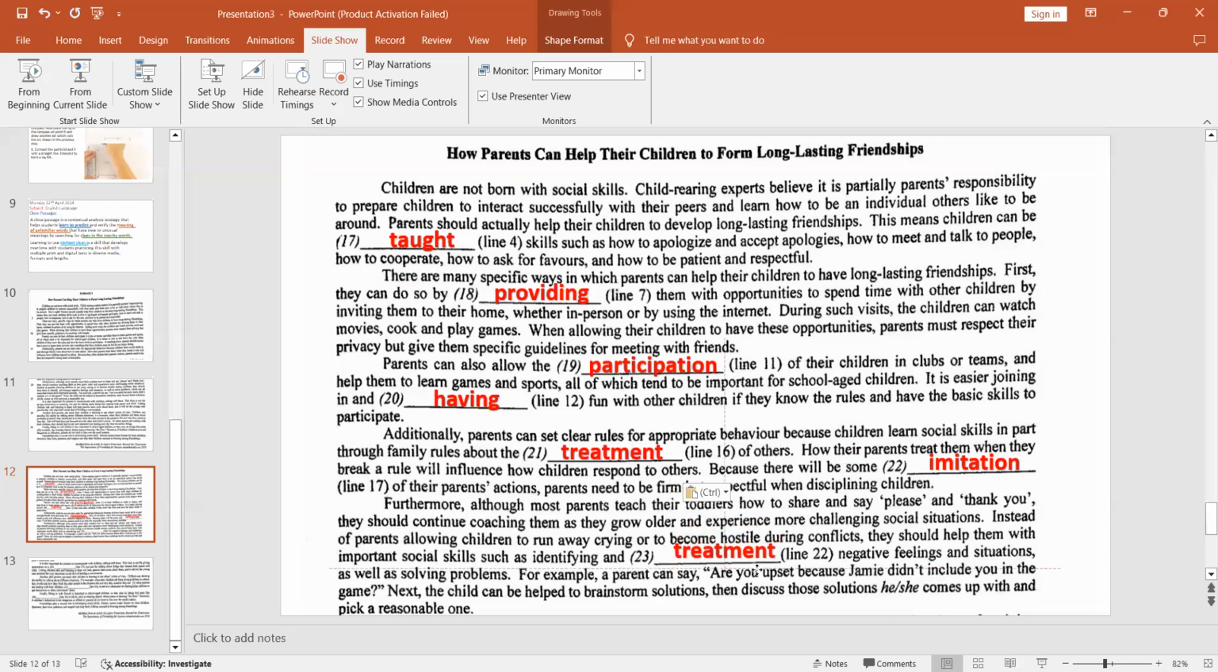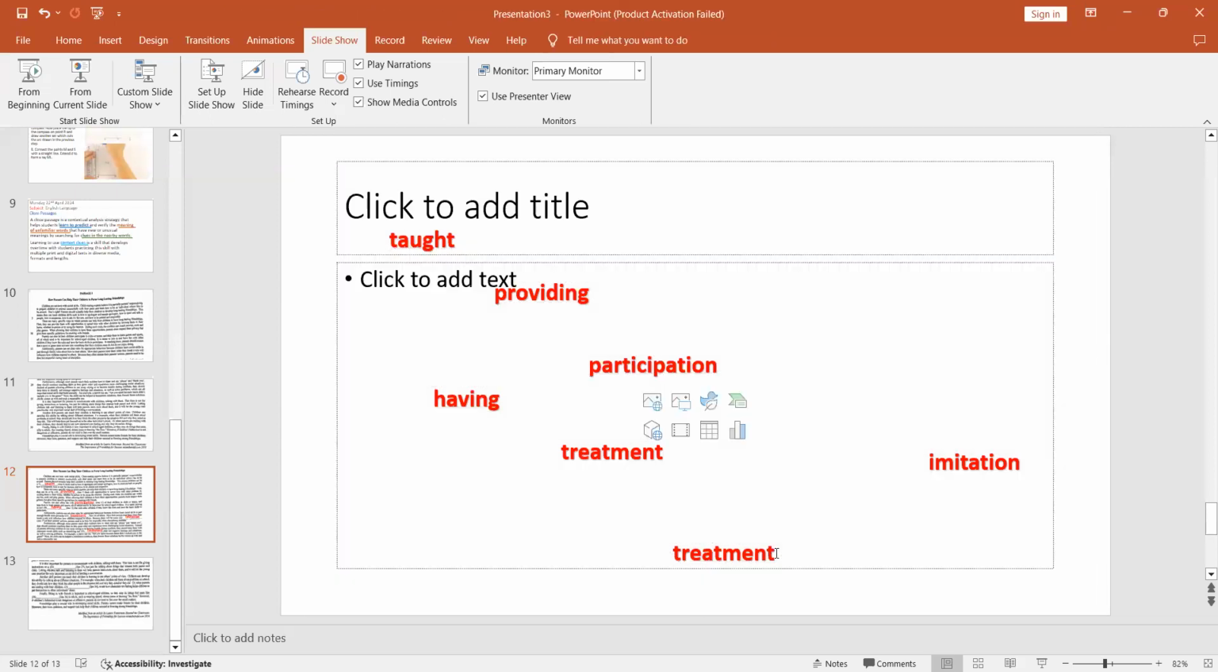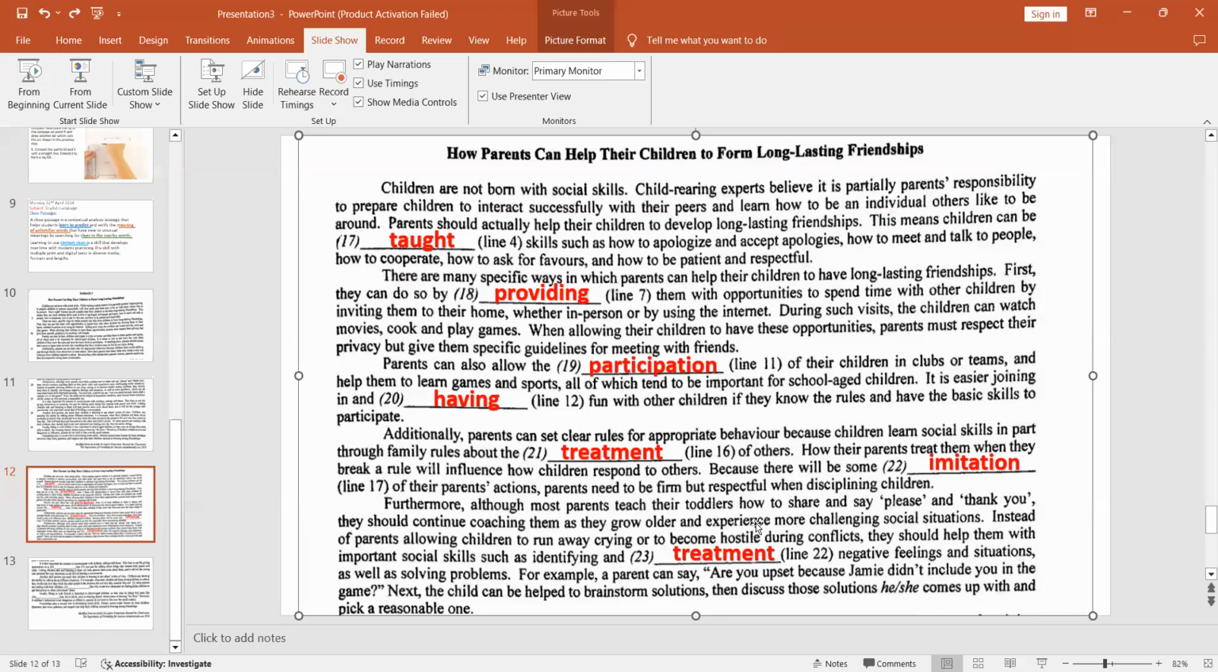Again, you're going to write the number and the answer. So 17 taught, 18 providing, 19 participation, 20 having, 21 treatment, 22 imitation, and 23 managing. Okay, managing. Let's move on to the next one.